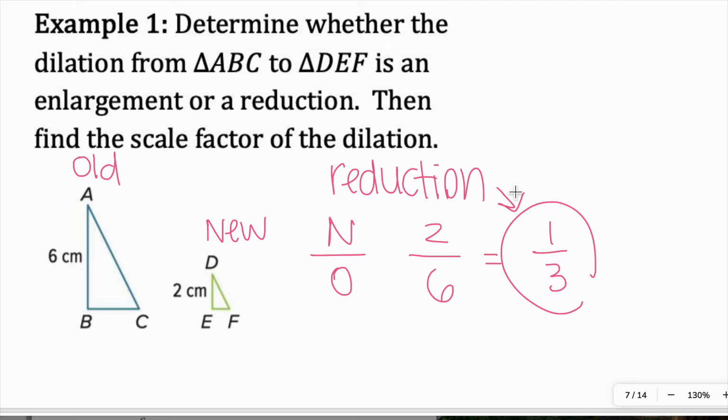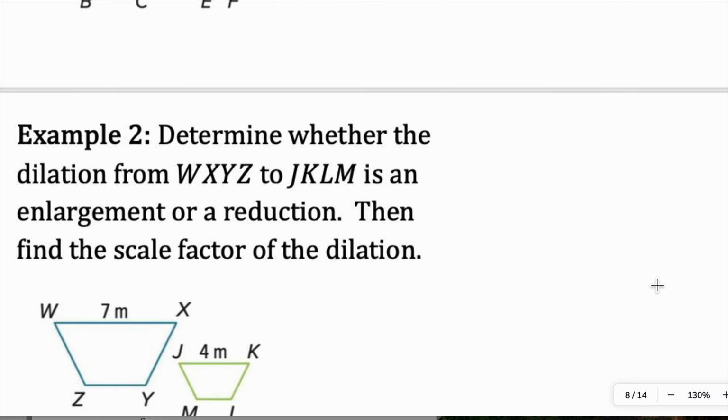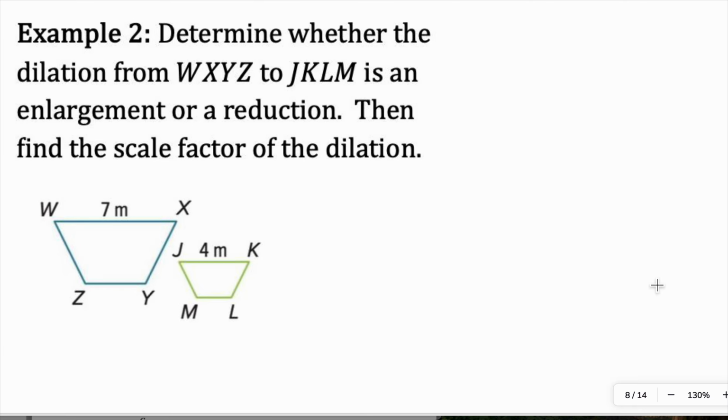So notice your reduction is going to be a number that is smaller than 1. If it was an enlargement, then we would see a number bigger than 1, like 2 times the size or 3 times the size. See if you can try this one. Determine whether the dilation from WXYZ, that's your old, to JKLM, that's your new, is an enlargement or a reduction, and then find the scale factor.